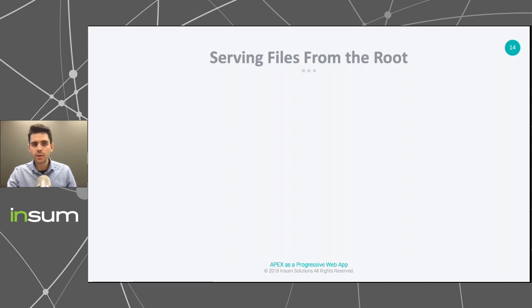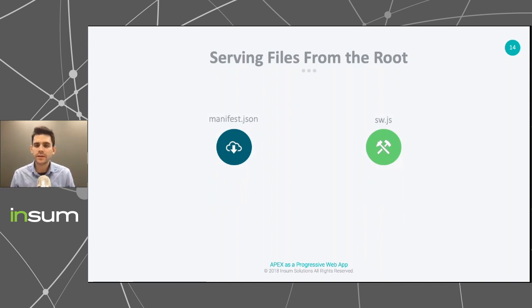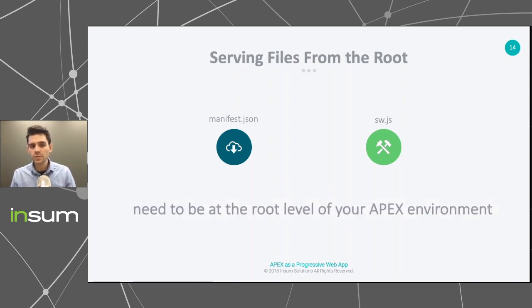Later in this webinar, we will discuss two files. Number one, manifest.json. This is what enables the installation of the Apex application on a device. And then serviceworker.js, which is the service worker, and it enables offline usage, push notifications, and much more. These two files are at the heart of a PWA, and they require a special treatment. They need to be at the root level of your Apex environment.